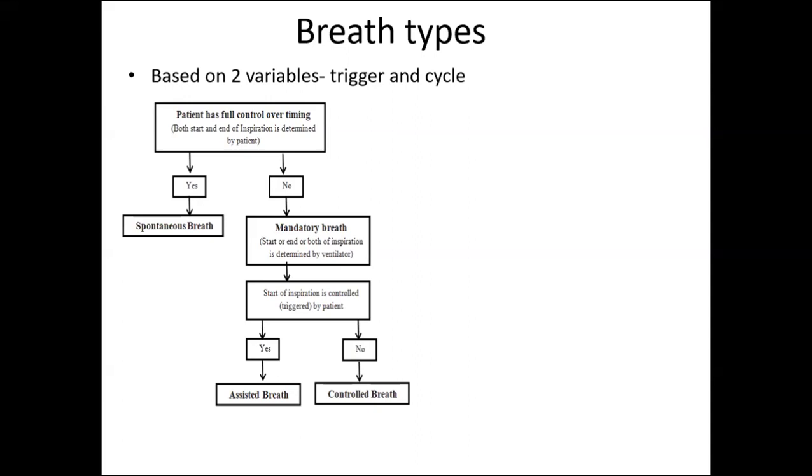In mandatory, if the patient triggers the inspiration, it is assisted breath. If he has no control over inspiration at all, it is controlled breath. That's all. There are three breaths. One is spontaneous breath. Second is assisted breath, or third, controlled breath, but assisted or controlled come under mandatory breath. So in spontaneous, the patient controls everything. In mandatory breath, the patient will control either one variable or no variable.